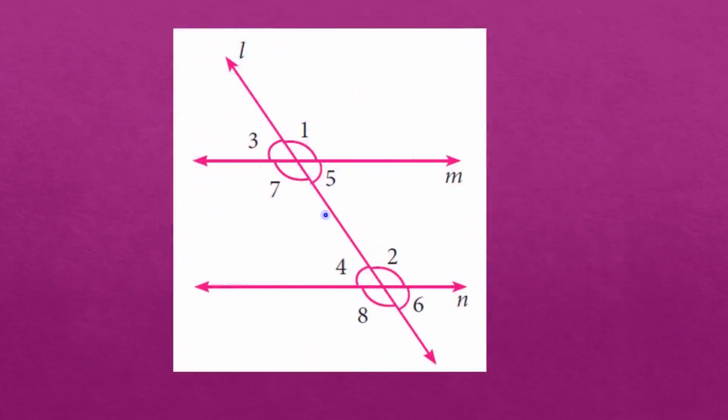If the transversal intersects the parallel lines, we have some properties. That is, the vertically opposite angles are equal, the corresponding angles are equal, and the alternate interior angles are also equal. The sum of the interior angles on the same side of the transversal is 180 degrees. Like that, the sum of the exterior angles on the same side of the transversal is also 180 degrees. These are the properties if the transversal cuts the parallel lines.